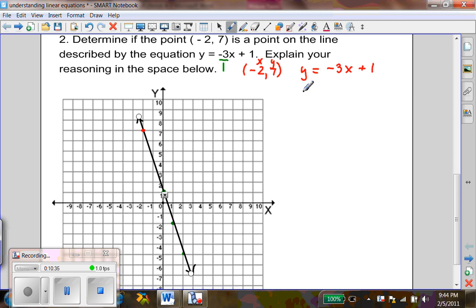Y is 7. We have -3 times -2, forgot my negative, plus 1. So over on the right-hand side, we have -3 times -2, which is 6. And then we add on the 1, and 6 plus 1 is in fact 7. So that checks out. That means that -2, 7 is a point on the line.